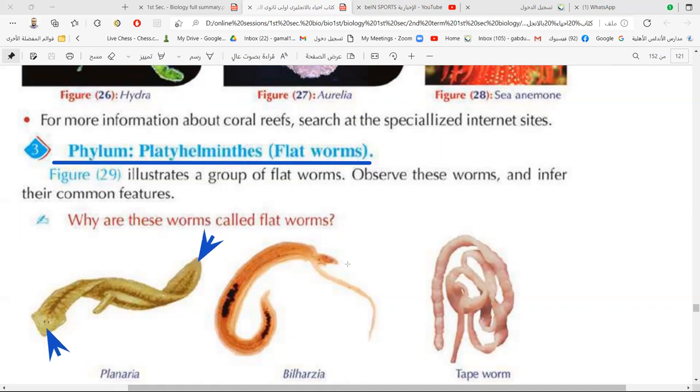And this is Bilharzia. The front is here and the back is here. And this is the tapeworm, the head is here, and the tail or the back is here. So it has a head and tail. The body has a beginning and an end. And its body is flat with two layers.